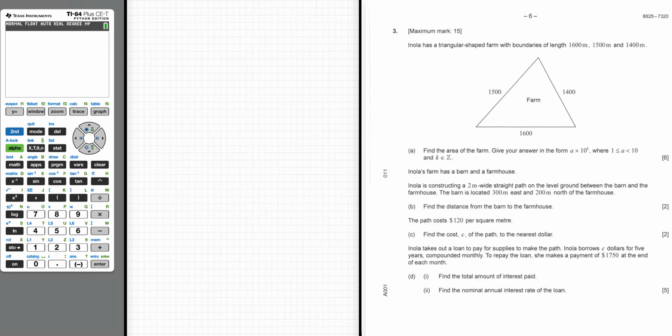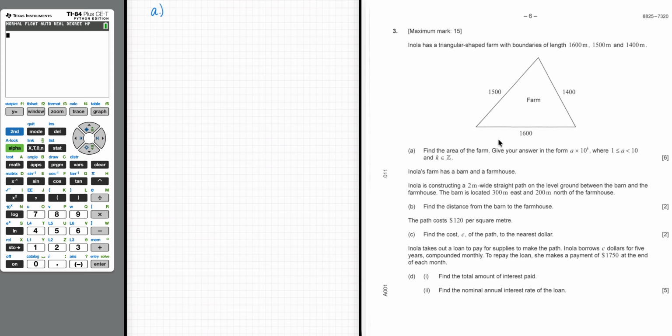So this question is a paper 2 style question, and it's where there are several different topics working together. So the first part is using trigonometry, and then the second part is using finance. So for the first part of the question, we have question A, and question A says that we need to find the area of this triangular shaped farm that we have.